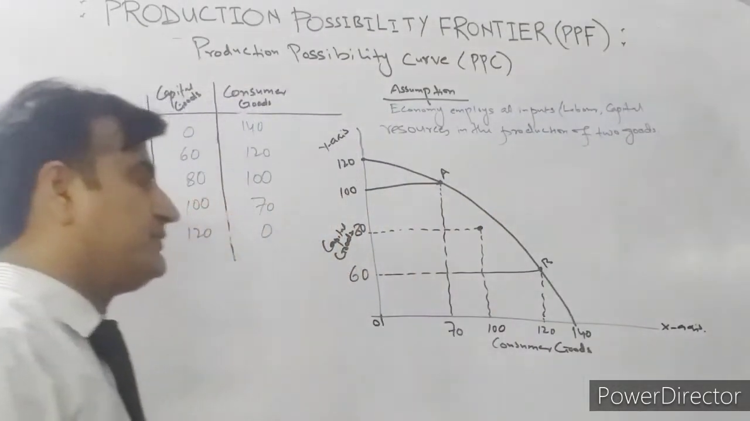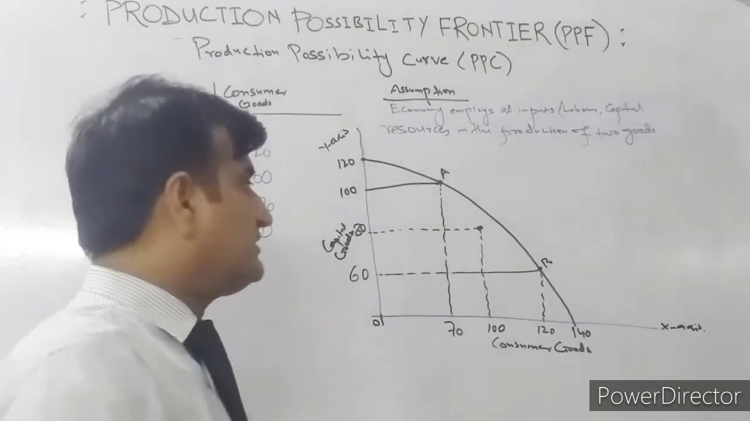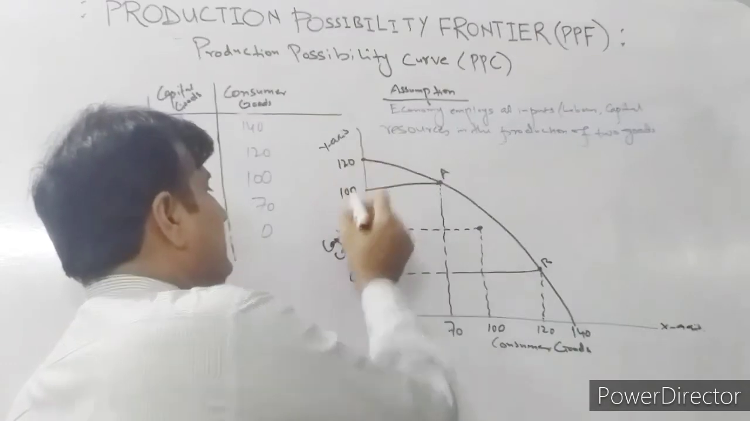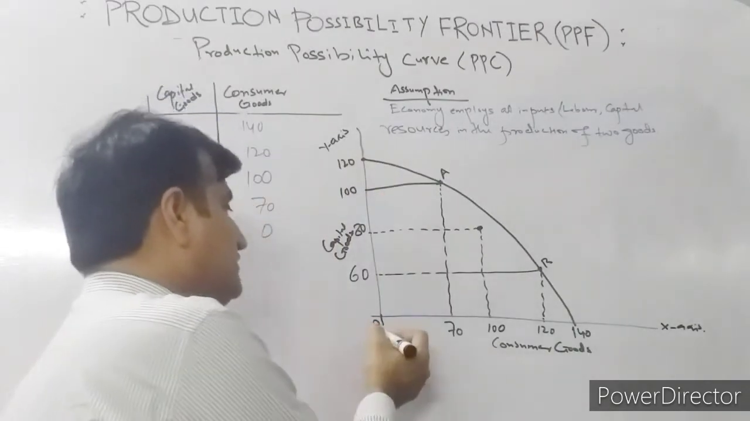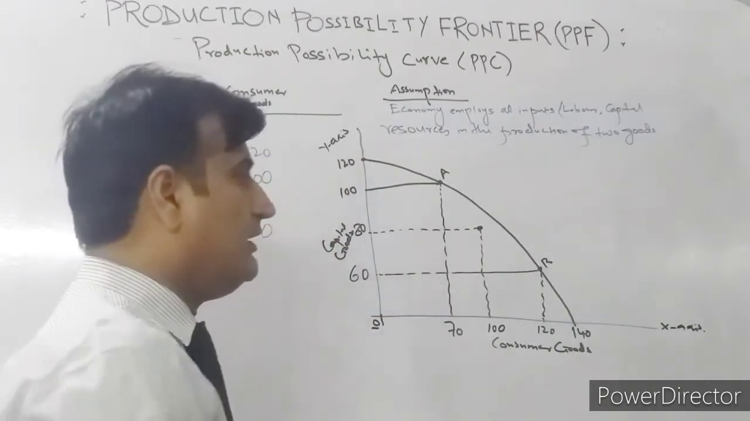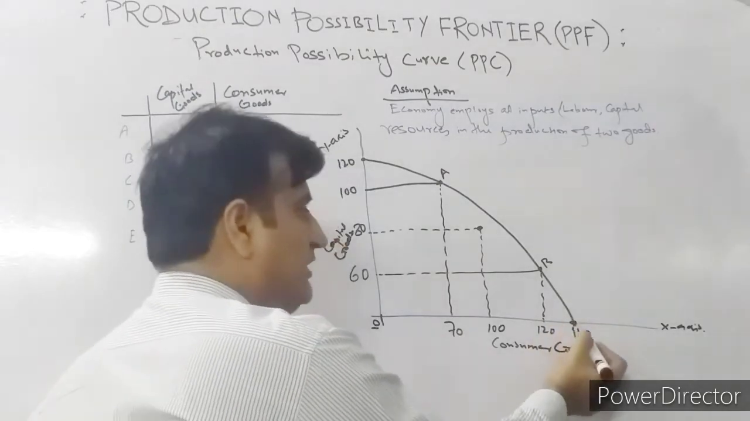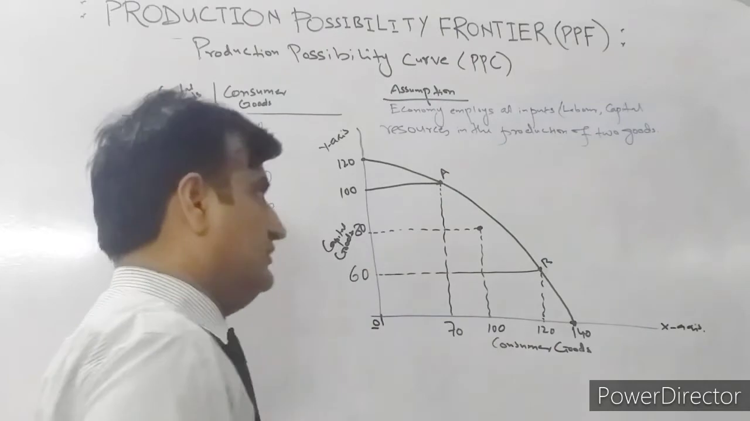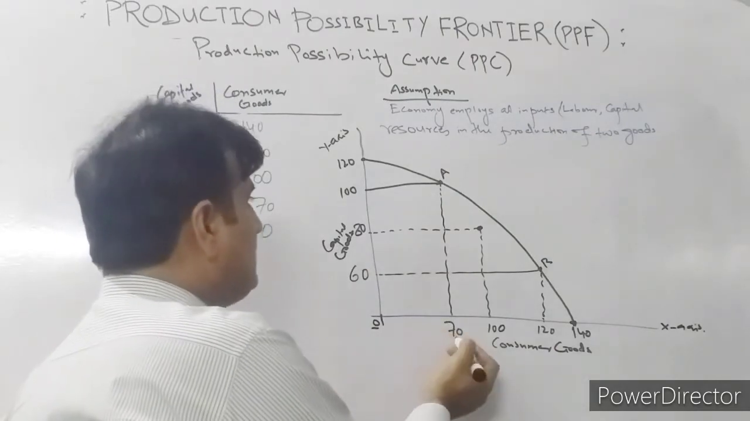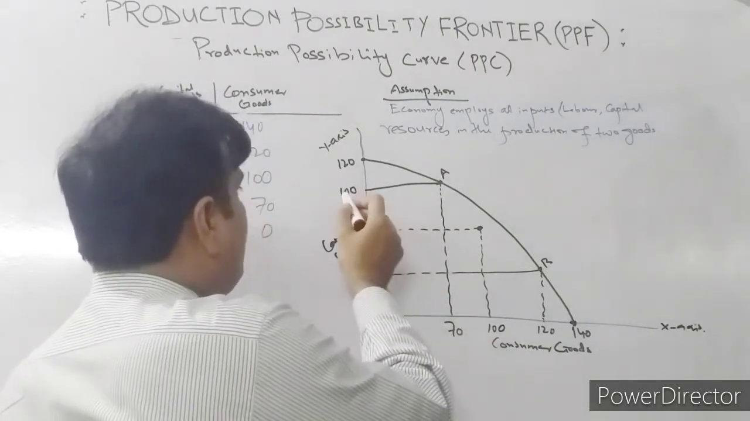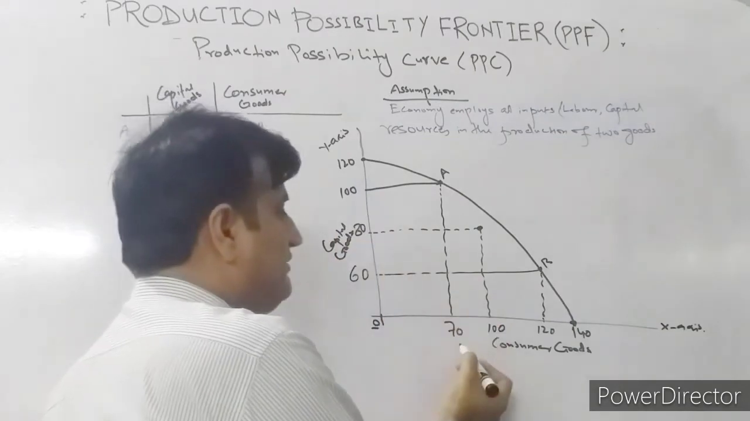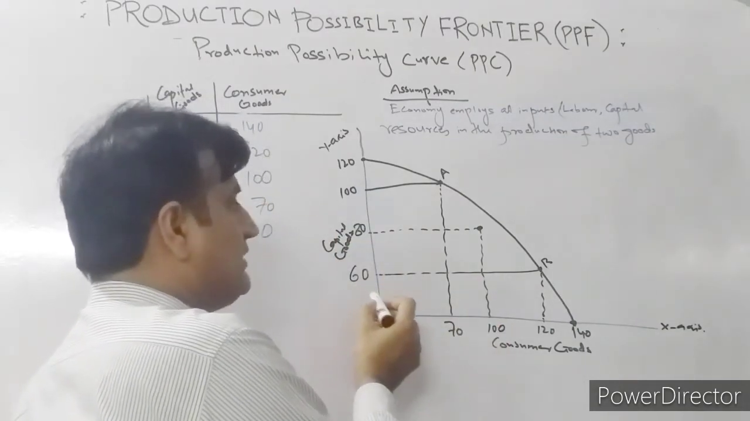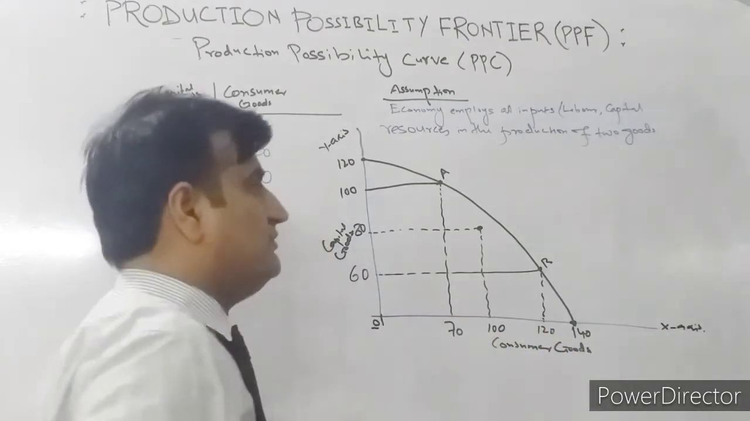These are the different options available to an economy, either to produce 120 units of capital goods and 0 units of consumer goods, or to produce 140 units of consumer goods and 0 units of capital goods. Another option is to produce 100 units of capital goods and 70 units of consumer goods, and 60 units of capital goods and 120 units of consumer goods.